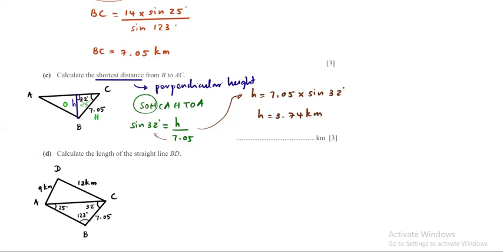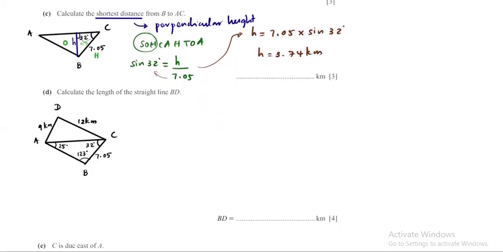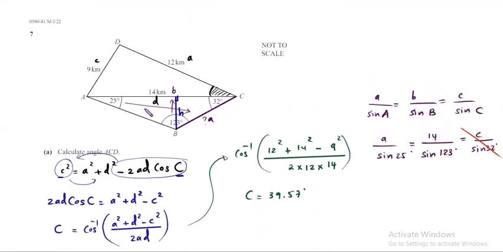The next question is to calculate the length of the straight line BD. So BD is the line connecting these 2 points here. So that is this vertex B and this vertex D. So we now need to calculate what BD is. So we know this side here, which is CD, that is going to be 12 kilometers. We know this side because we found how much this A is. That is this side BC, we already know that is 7.05 kilometers. So we found this as 7.05 kilometers.